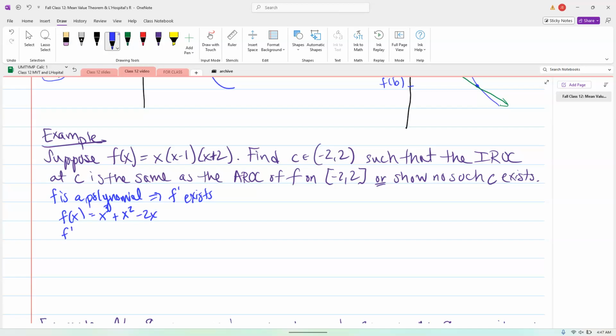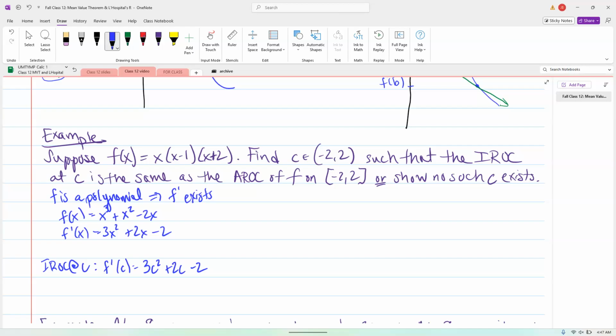And then f prime, I could calculate as 3x squared plus 2x minus 2. Okay, and then I just need to compare the instantaneous rate of change to the average rate of change, right? So let's do that. IROC at c would be given by f prime of c, which is 3c squared plus 2c minus 2.